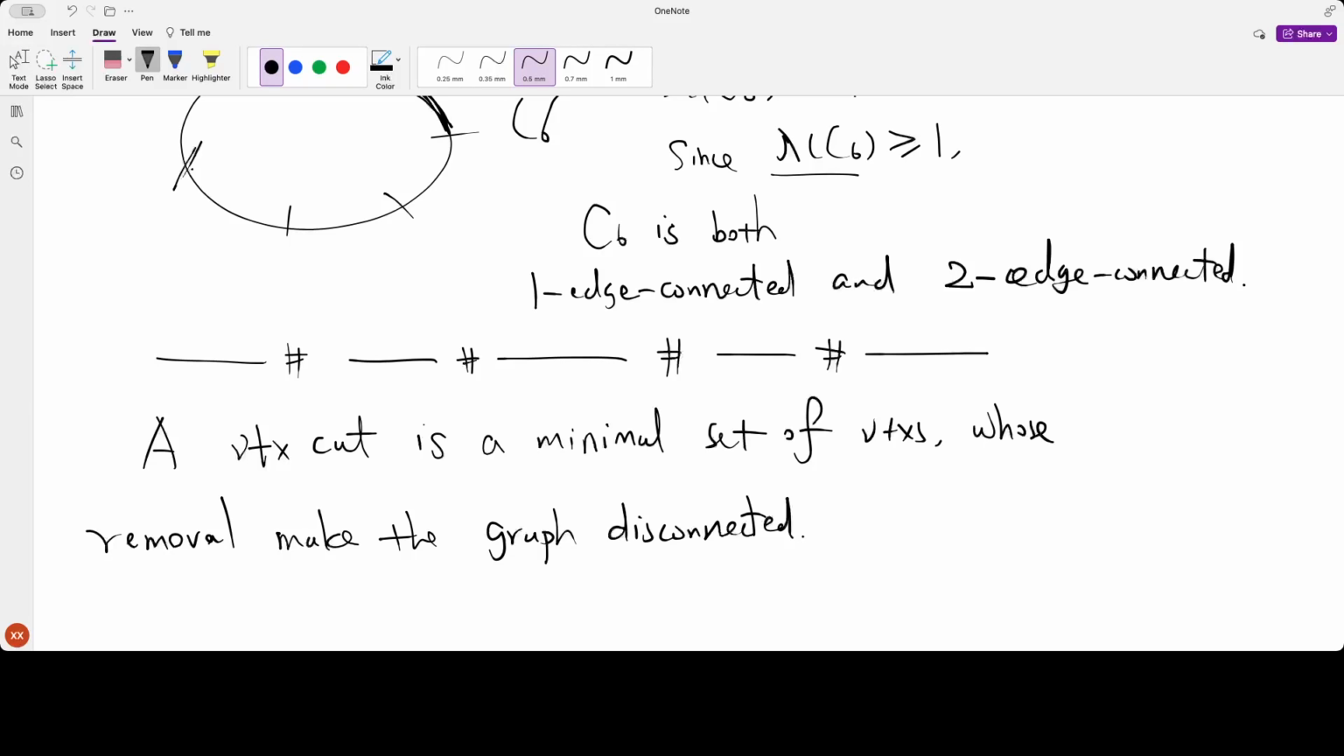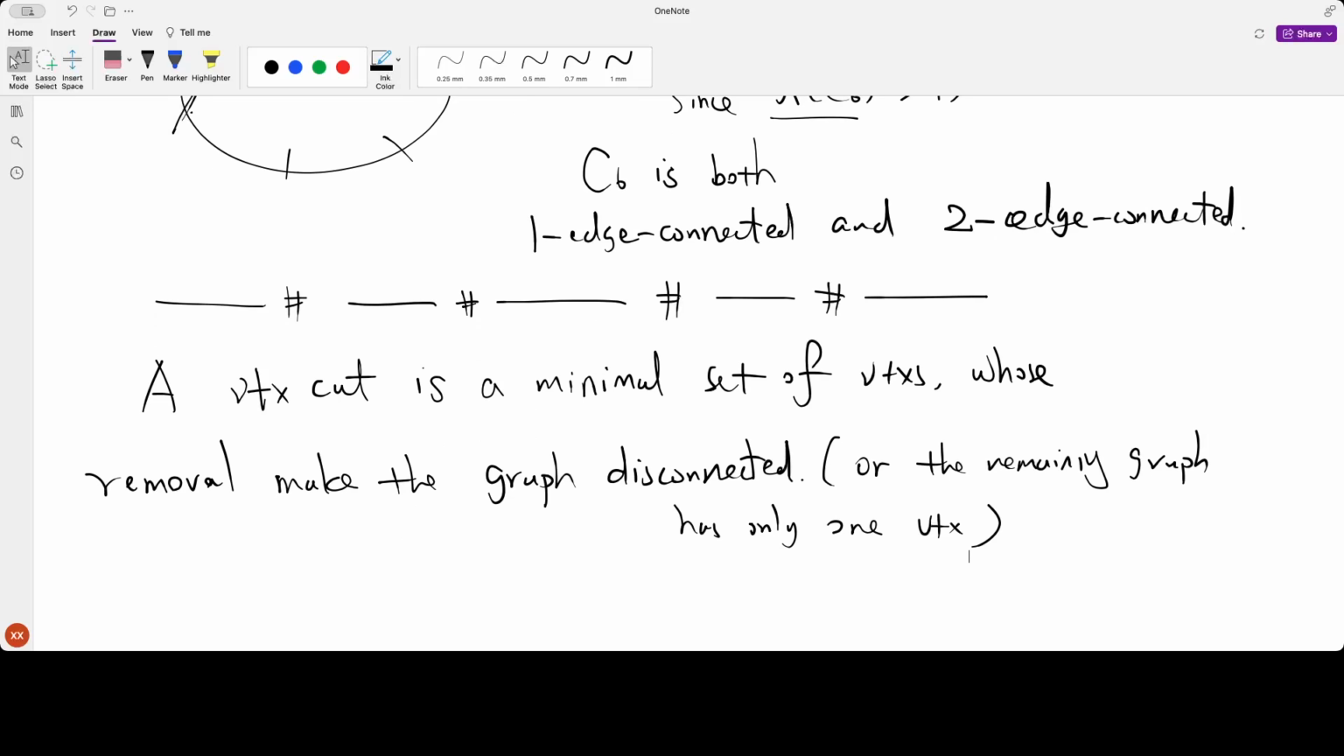Here, in fact, there is a little thing. You have to consider a very special case: you remove some vertices, and the remaining graph has only one vertex. Let's try to ignore this for now. This is used to deal with complete graphs. It is only one example to deal with.